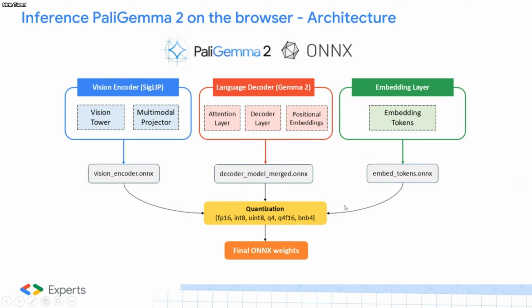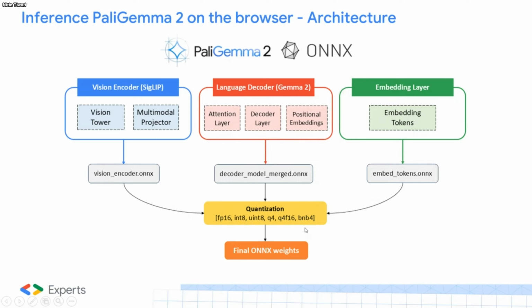Now this yellow thing, quantization, is not mandatory, but it's ideally preferable when you want to run these models on device, which is the whole point of this session. We are talking about running these models on device. So that's where quantization comes into the picture, right? It can be floating point 16, integer 8, unsigned integer 8, Q4, Q4 F16, and bits and bytes 4.